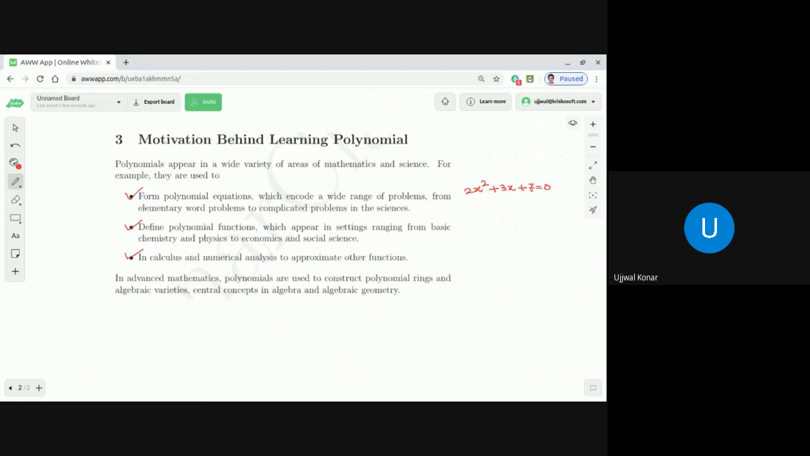Okay, dear students, now we are going to discuss the polynomial of one variable. What is a polynomial of one variable? That we are going to discuss now. And that is the most important part of our discussion.